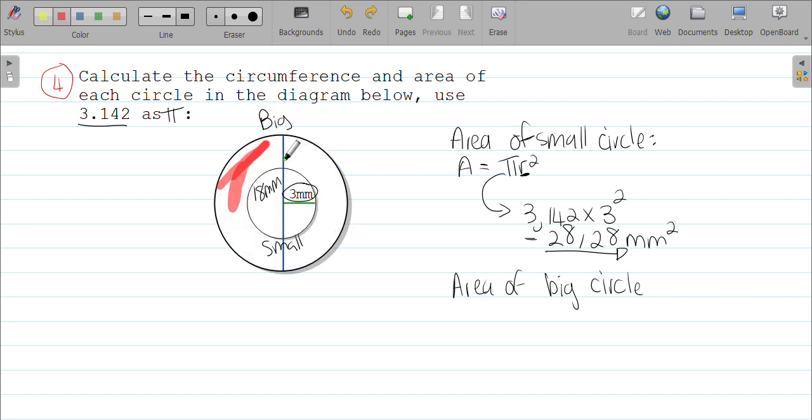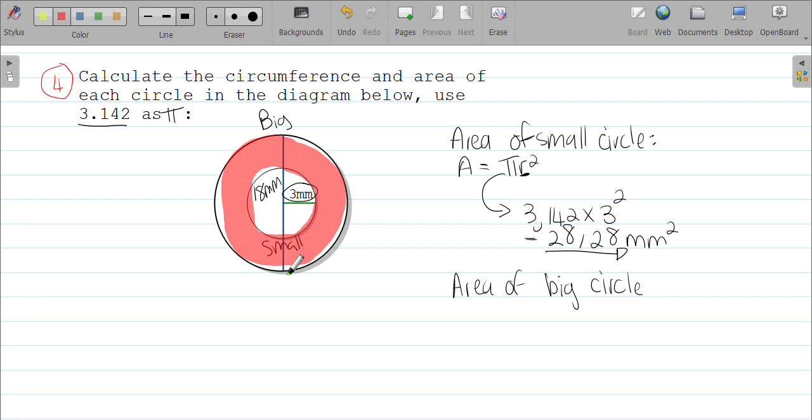Are you with me? Or we could think the question is trying to catch us out a bit, and the area of the big circle is just this over here. So for the simplicity of the question, I'm just going to make the area of the big circle the entire thing for this question. But if a typical question may be to calculate the area of the shaded zone or shaded region, then you would need to take the area of the big circle minus the area of the small circle, and then you would get the shaded area. Are you with me?